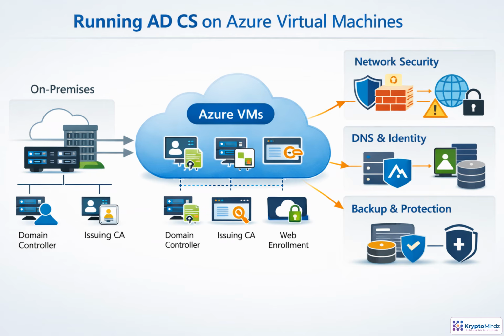Running ADCS on Azure VMs behaves much like on-prem, but you're adding cloud dependencies you must design for. Domain controllers, enterprise CAs, and web enrollment servers still rely on reliable DNS, Kerberos, and RPC connectivity back to Active Directory. Place CA and DC VMs in tightly controlled subnets with minimal exposure to other networks. Then treat these Azure workloads as full production systems, with strong hardening, regular patching, tested backups, and clearly defined security boundaries.